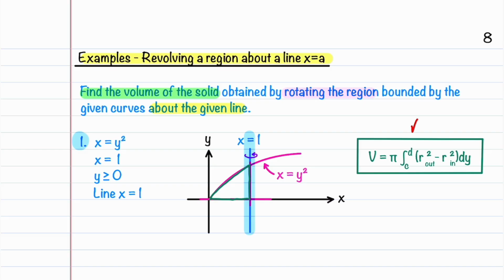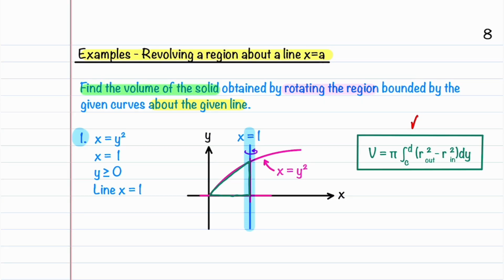I wrote down the general formula that we can use for this type of revolution. But in our case, we are not going to have an inner radius because our region that we're revolving sits right along the axis of rotation. Let's begin by finding out what our radius is equal to. We'll go ahead and draw this.